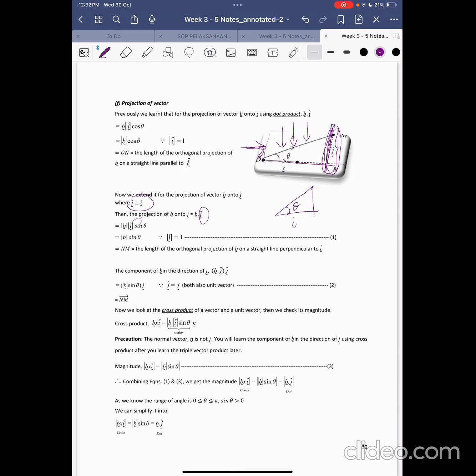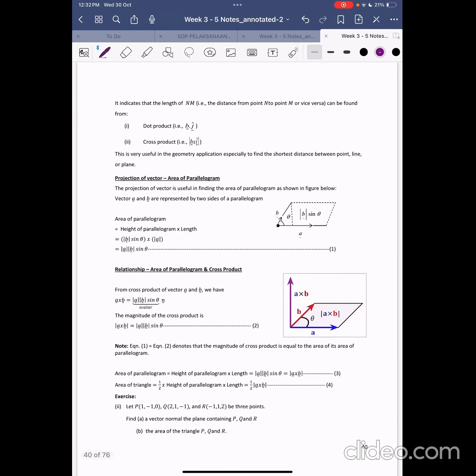If I can recall, this is I, this is J, this is O, this is M. So if you want to find at this direction, you find sin theta J over I, right? So here is actually I sin theta, or vector B in this case, because of the projection of that. Okay, so in order for us to find the NM, M is actually B sin theta in the direction of J. So we do cross product B cross I. It is BI sin theta in the direction of N.